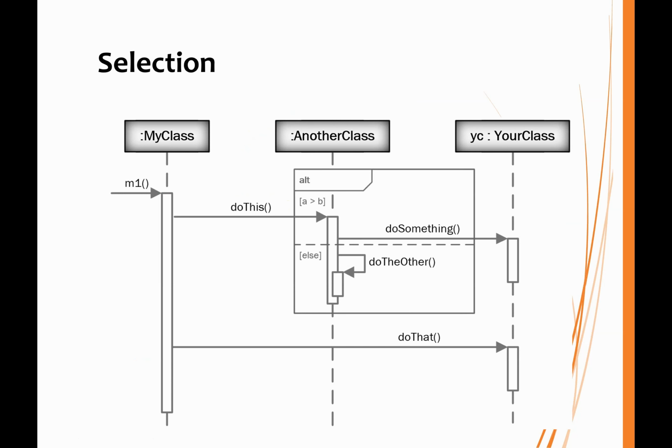In this frame, it's an alt frame, it illustrates some selection going on. So here is the alt with its condition. So if A is greater than B, what is inside the top section, so above that dotted line, will be executed. And in the lower section, we have the other condition, which in this case is an else.